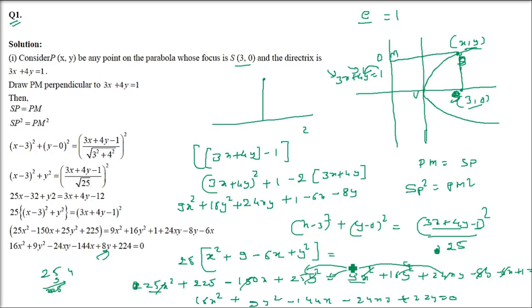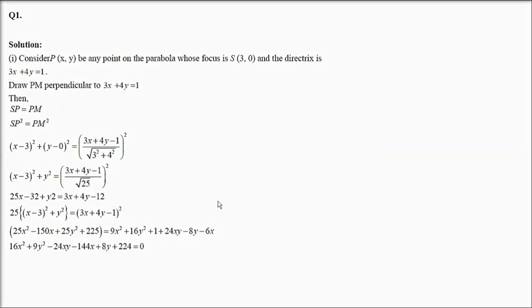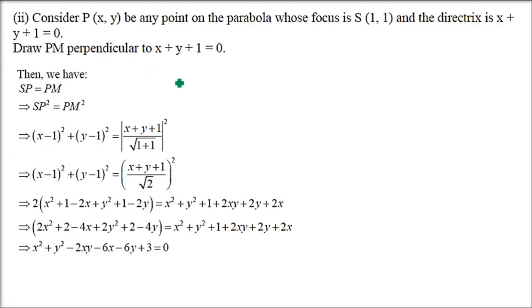So one question we solved it together, right? Others we are going to just see. So same thing, focus is given S, and the directrix equation is also known, x plus y equals 0. So S is 1, 1 and the directrix is x plus y plus 1, and then we will take a point xy, which we'll call P.